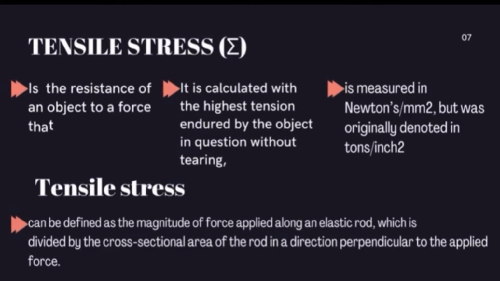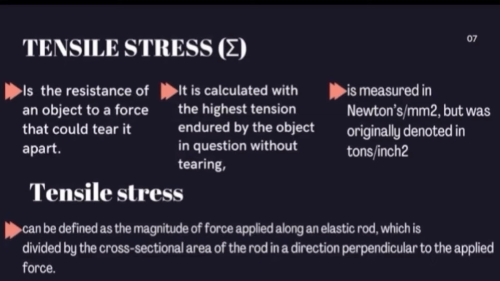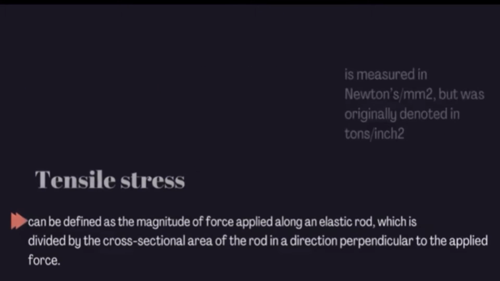Tensile stress is the resistance of an object to a force that could tear it apart. It is calculated with the highest tension endured by the object in question without tearing. It is also measured in newtons per mm2 but originally denoted in tons per inch2. Tensile stress can be defined as the magnitude of a force applied to an elastic rod, divided by the cross-sectional area of the rod in a direction perpendicular to the applied force.